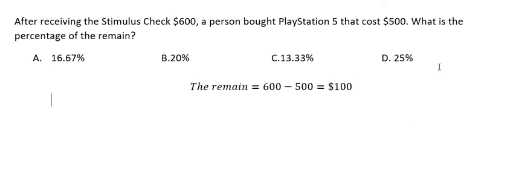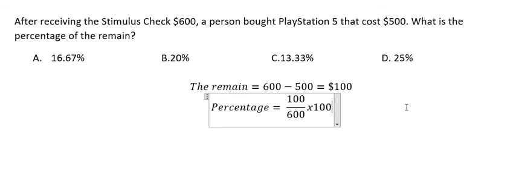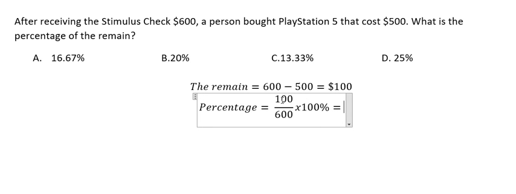Now we will use the percentage here. For the percentage, we will have $100 divided by the total money you received, which is 600, multiplied by 100%. We know that there are two zeros here, so we can cross out the two zeros in the numerator and denominator, and you get 1/6.